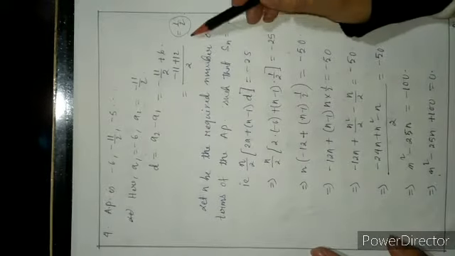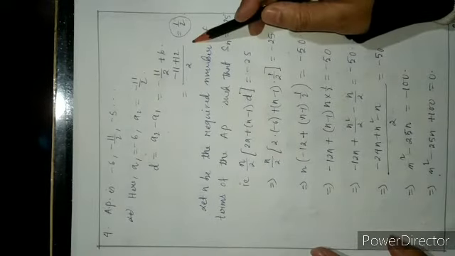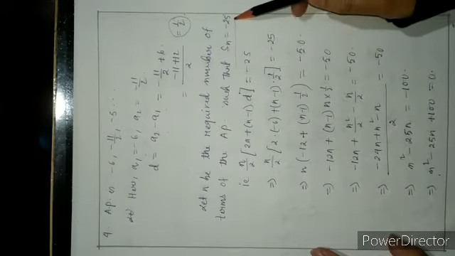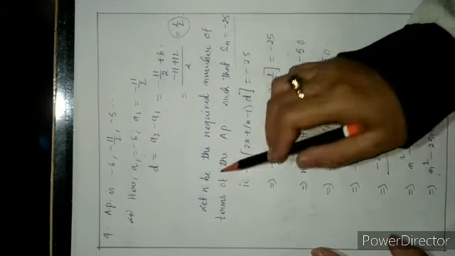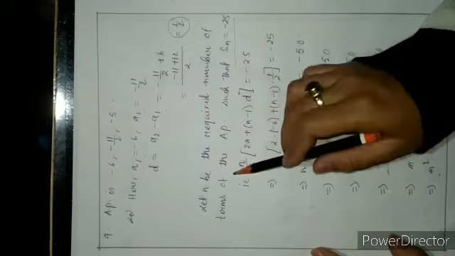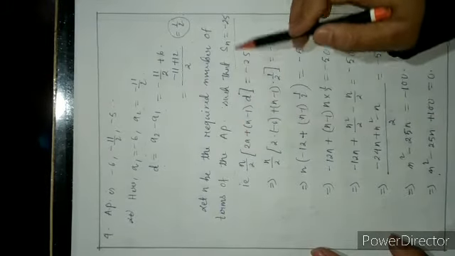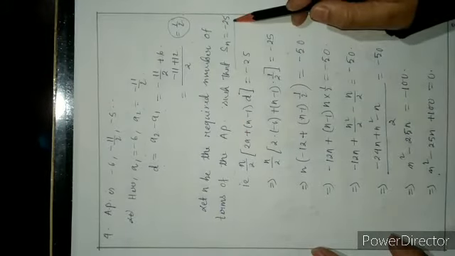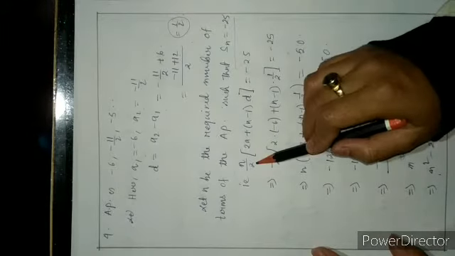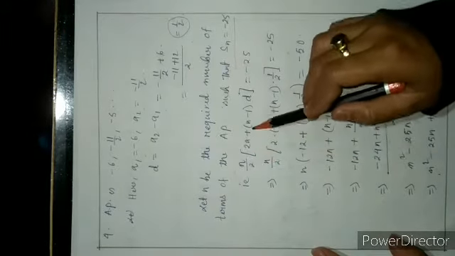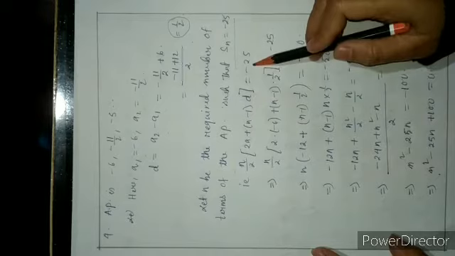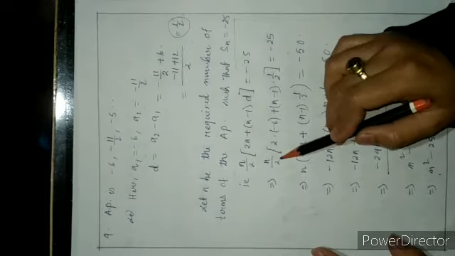We need the required number of terms whose sum is -25. Let us suppose that n be the required number of terms of the AP such that Sn will be equal to -25. Then write the formula of Sn. N by 2 times of 2A plus n minus 1 D is equal to -25.